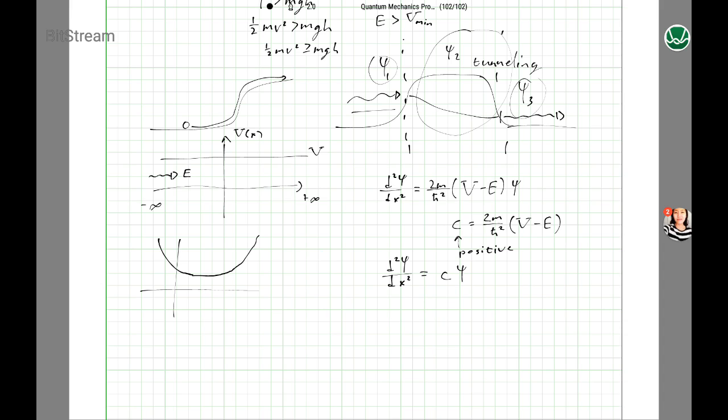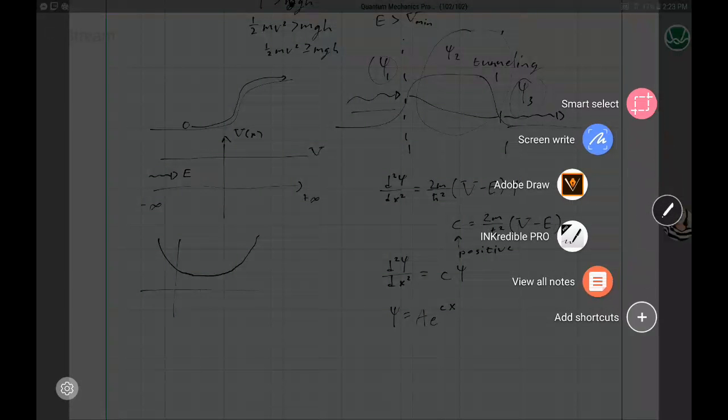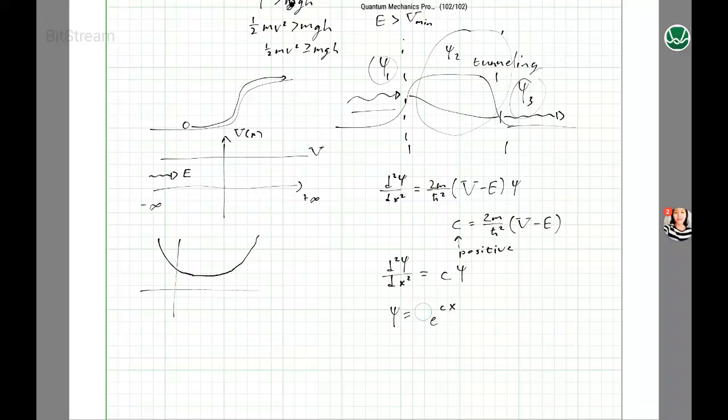So my solution can be psi equals, we can have some constant a to be more exact here, just e to the square root of c x. I'm actually going to leave out the constant, because constants don't matter, we can always just wrap them all up.